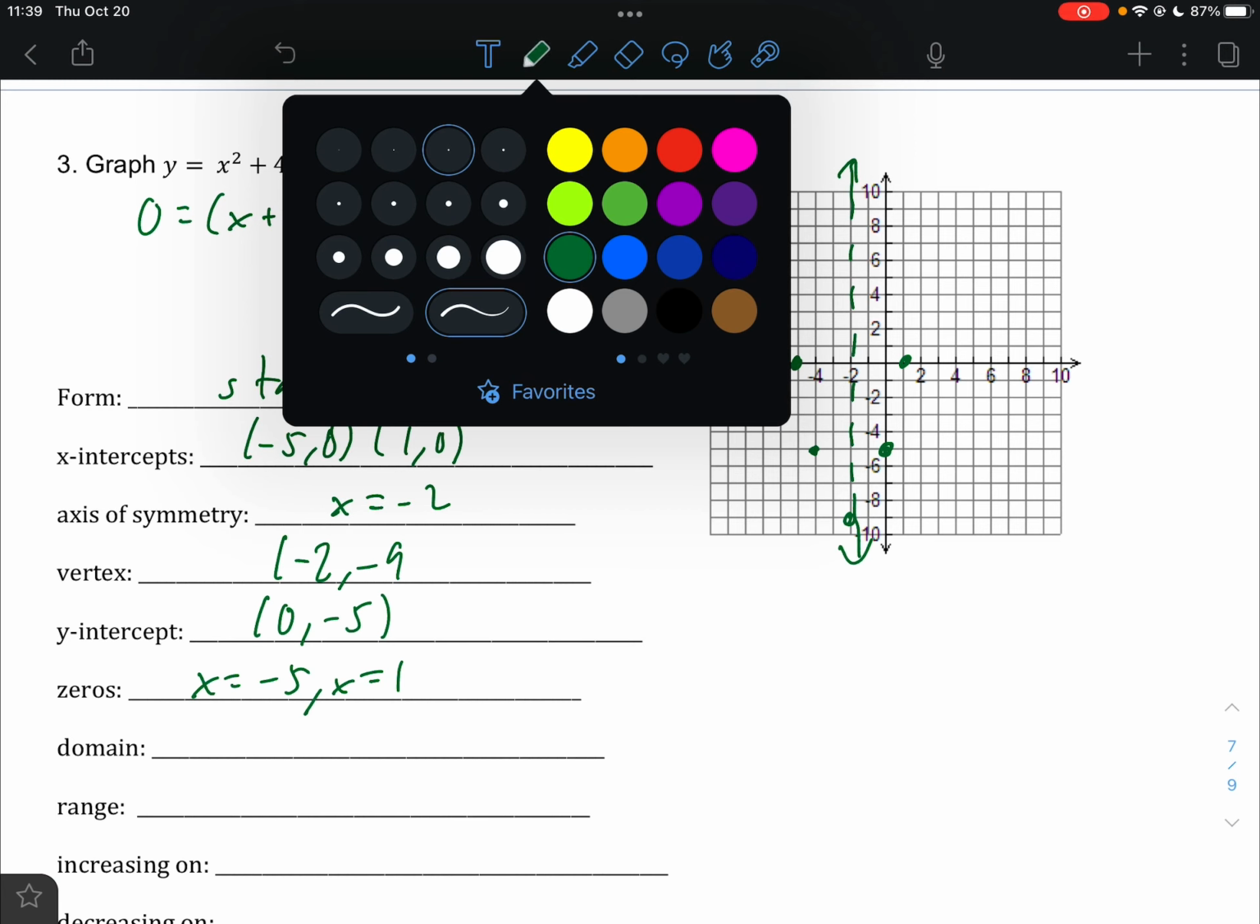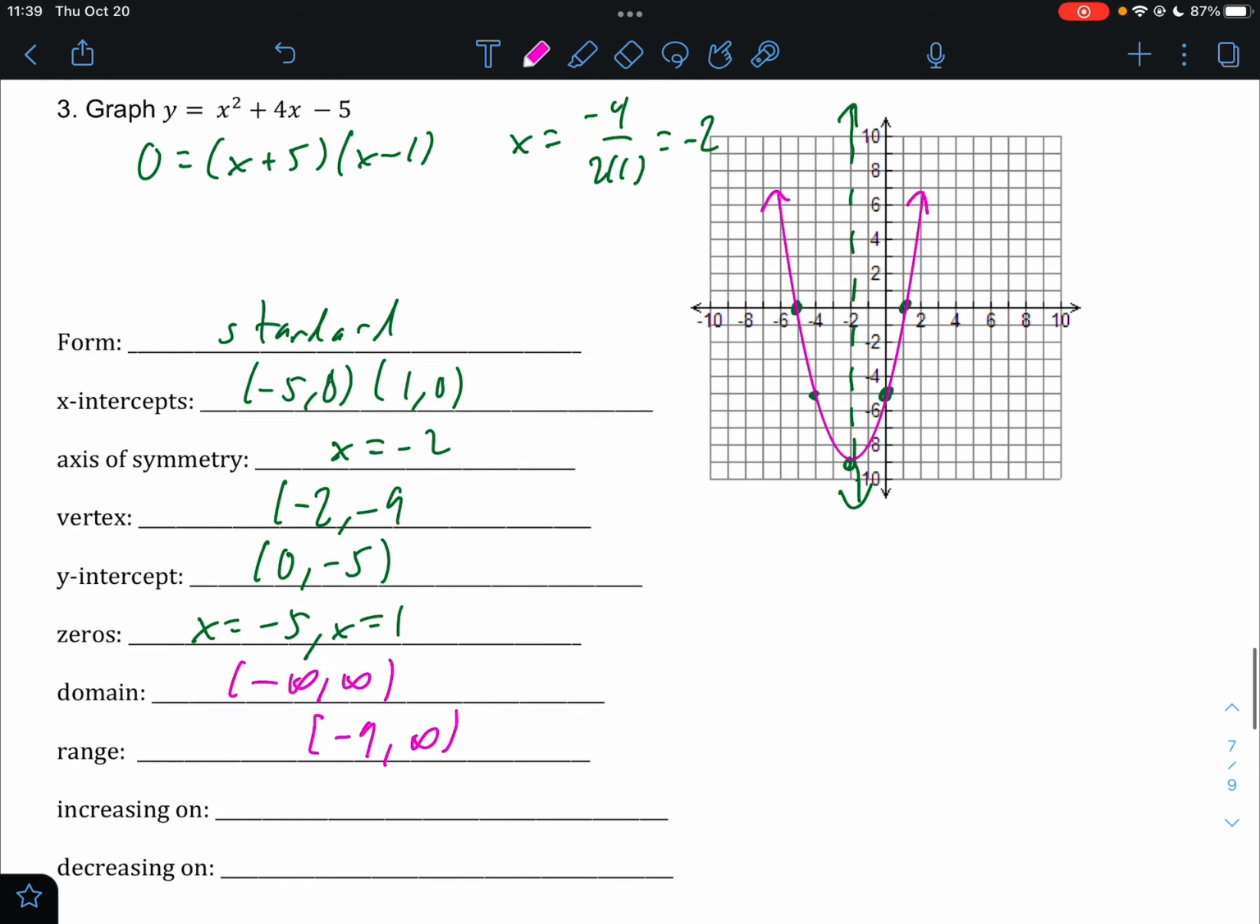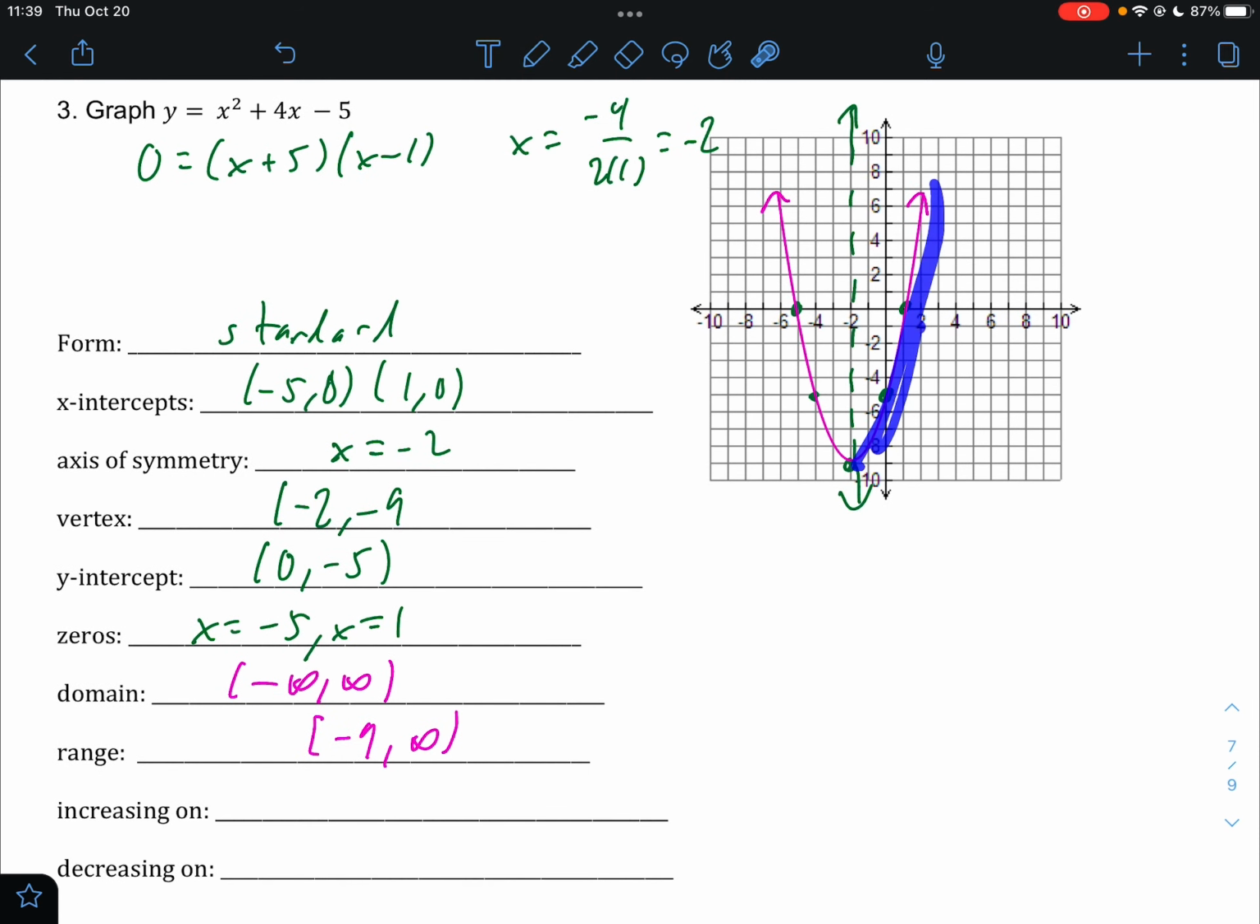And if we draw our graph in now, our domain again is going to be all real numbers. Our range again is going to be negative 9 to infinity. That's not going to happen every time, just a coincidence, these first two. It's increasing here, so negative 2 to infinity, and decreasing here, so negative infinity to negative 2.